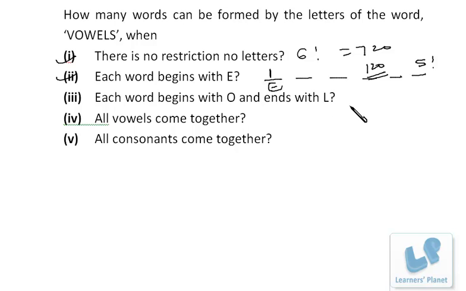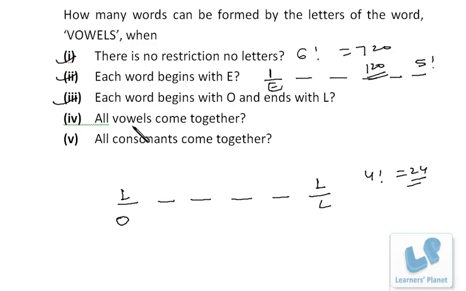So we are clear with this. Now the next is, each word begins with O and ends with L, right? Now further we have 6 places, 1, 2, 3, 4, 5, 6. For the first place we have one choice that O should come. For the last place we still have one choice that L should come. Now for this center place and the places over here, 4 places we are left and we are left with 4 letters. So 4 places, 4 letters, 4 factorial ways will be there to arrange them, right? So that's 24, right? So this is also clear.